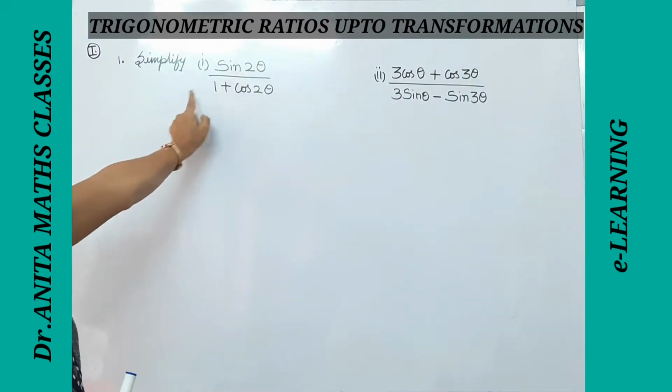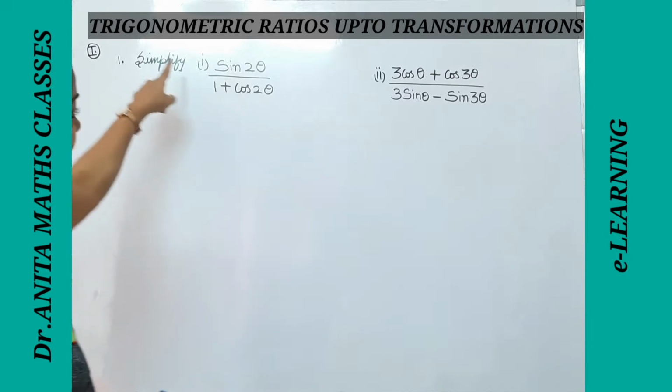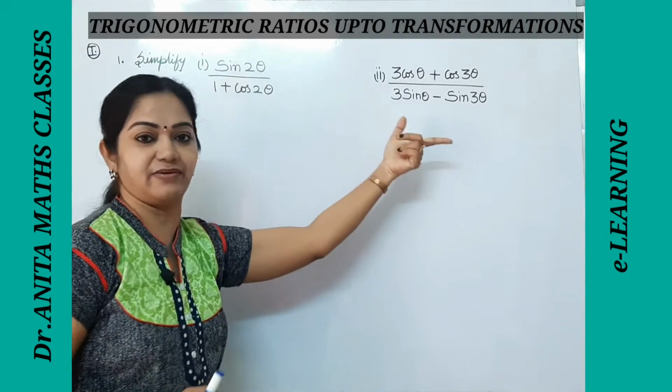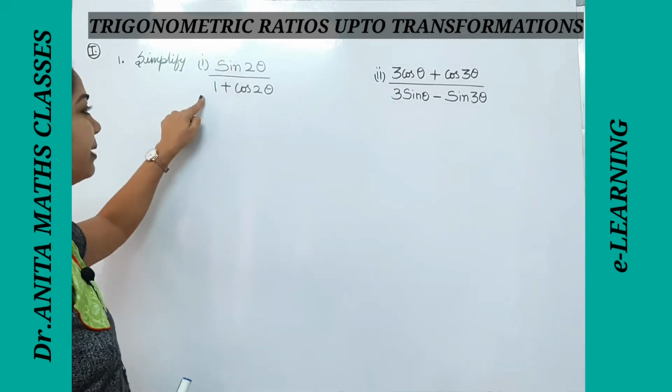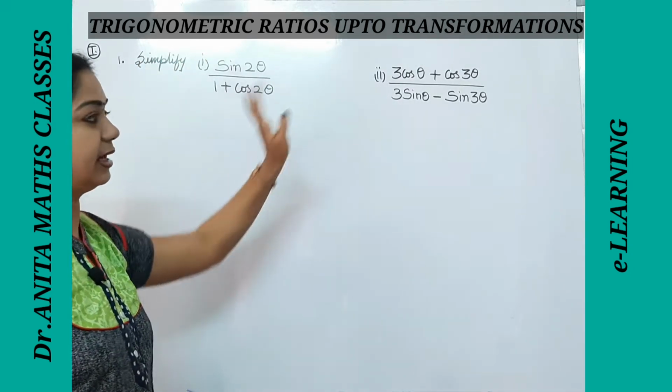Here the first and the second problem. The first problem, in that two parts are there. Those two parts I have written here. See here, simplify sine 2 theta by 1 plus cos 2 theta, and the other one.